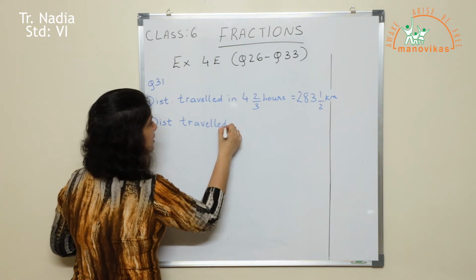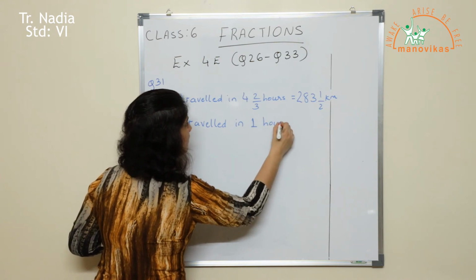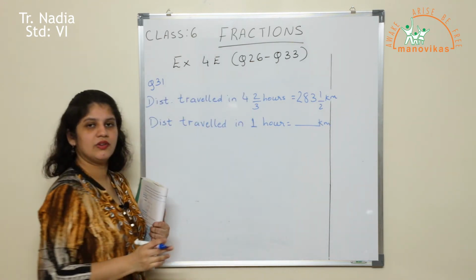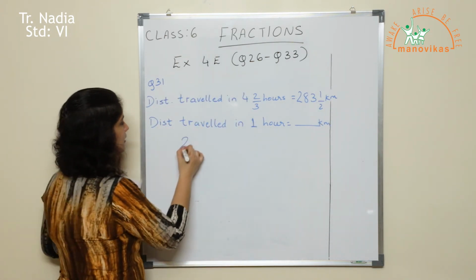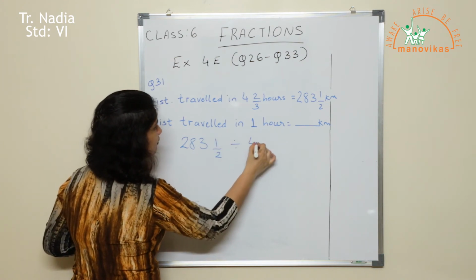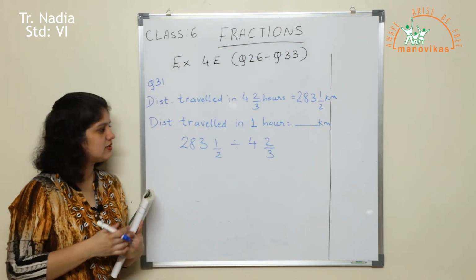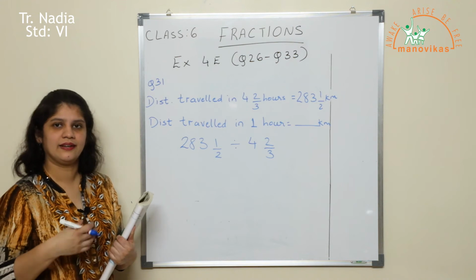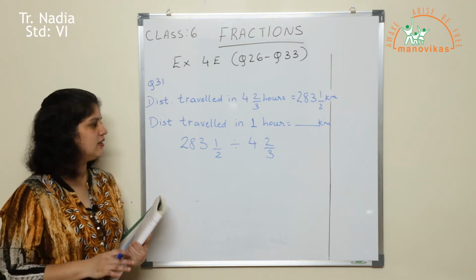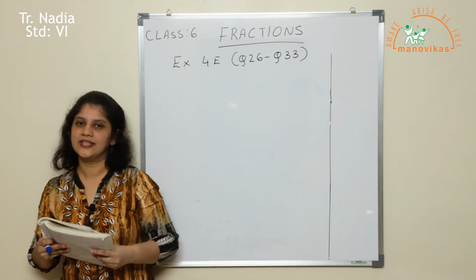So we are given information for many and asked to find for 1. So what will we do? It is a division sum. Big number, that is 283.5 divided by 4 2/3. Convert the mixed numbers into fractions. Remove the division sign, put multiply and get the reciprocal of the second fraction, and then reduce the numbers wherever possible.